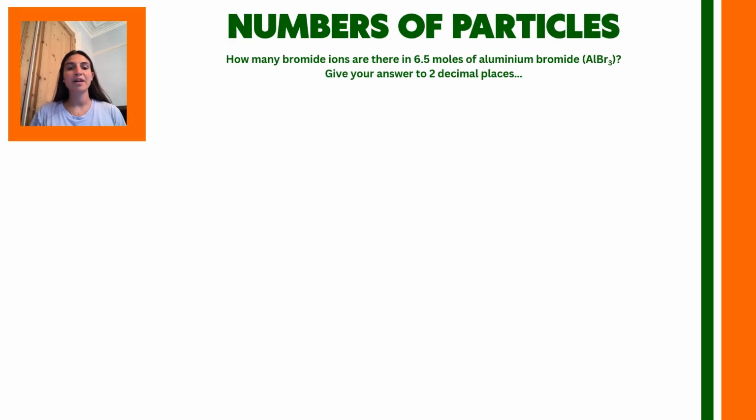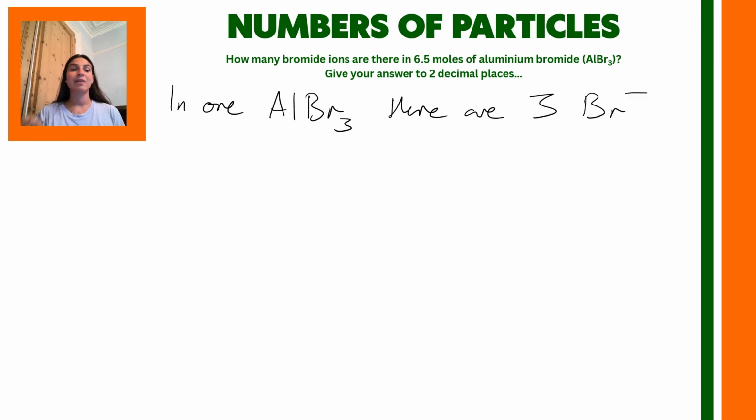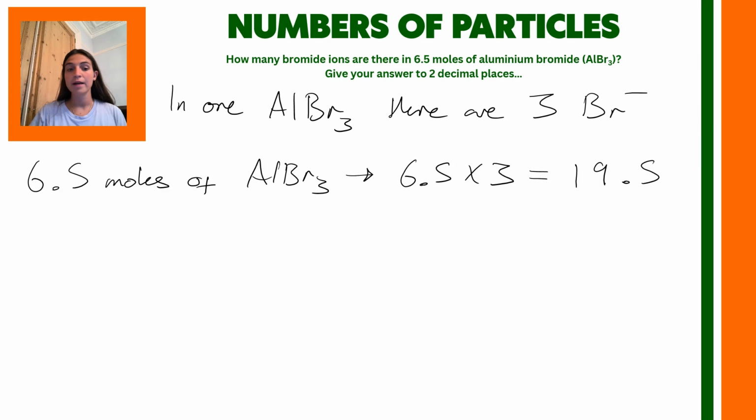Okay, how many bromide ions are there in 6.5 moles of aluminium bromide? Give your answer to 2 decimal places. If you look at the formula for aluminium bromide, we've got AlBr3. So that is telling me that in one aluminium bromide, there are actually 3 bromide ions, which means in 6.5 moles of aluminium bromide, there are 3 times that. 6.5 times 3 is 19.5 moles of bromide.